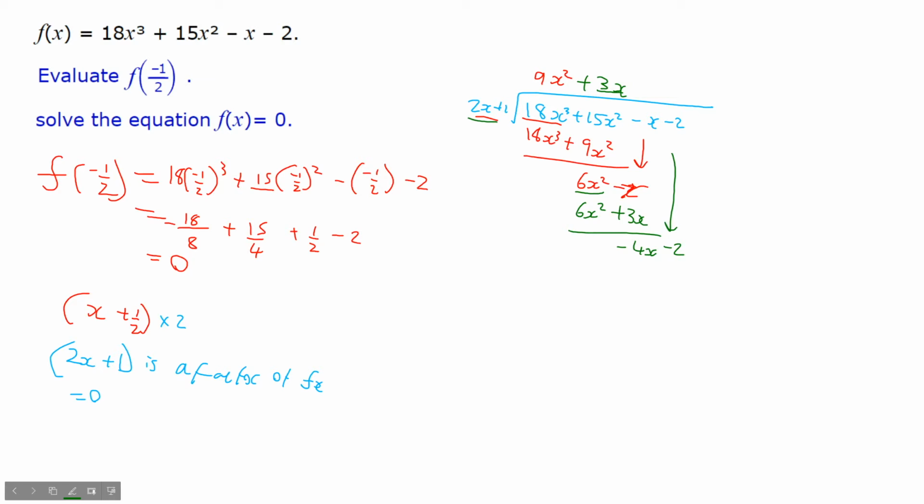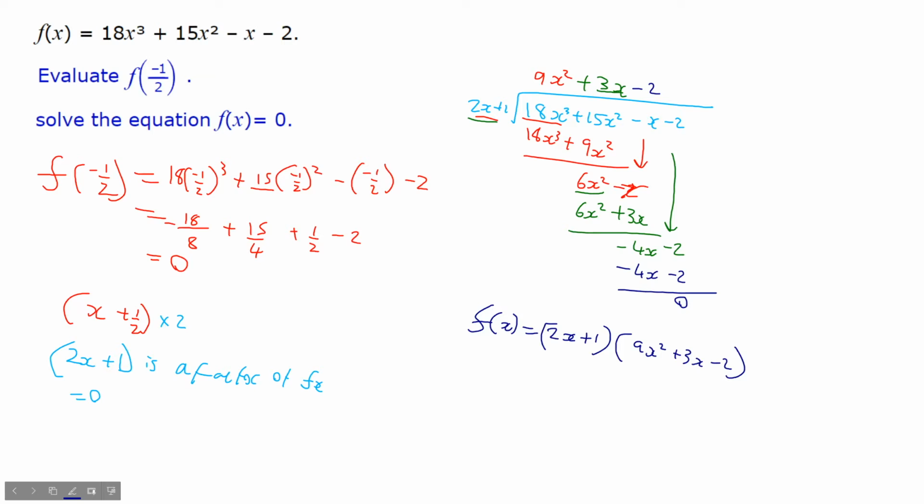And to multiply 2x to get minus 4x, it's just going to be minus 2. Okay? And so when we put that there, we're going to get minus 4x minus 2, and we get 0. So therefore, f of x is just going to be 2x plus 1, and 9x squared plus 3x minus 2.